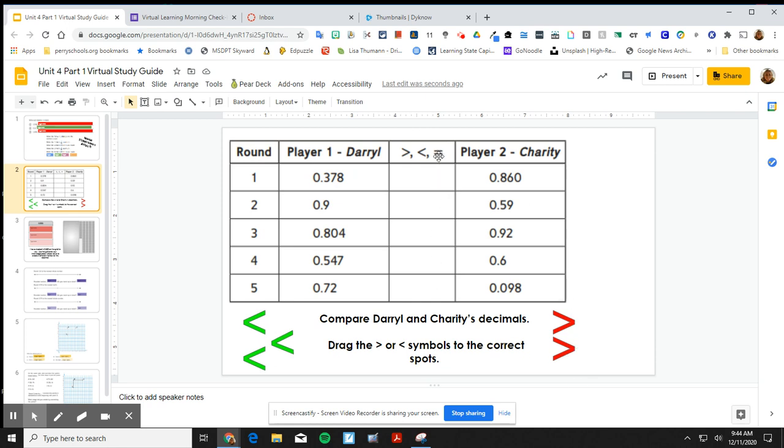So fortunately for you, I have gotten rid of that equal sign. So you know that none of them are equal to one another. You're going to compare Daryl's to Charity's. So for number 1, 0 and 378 thousandths compared to 0 and 860 thousandths. So this one, we would drag the greater than sign because 860 thousandths is greater than 348 thousandths. So you have 4 more to do on your own to practice.